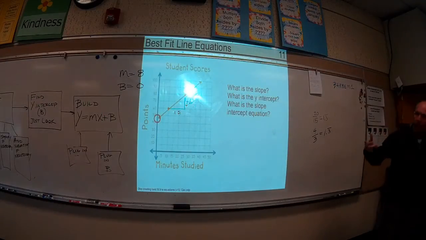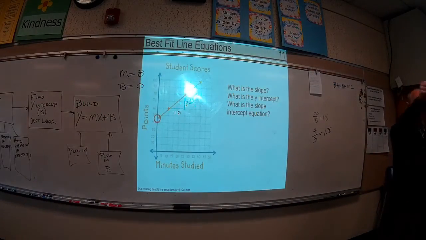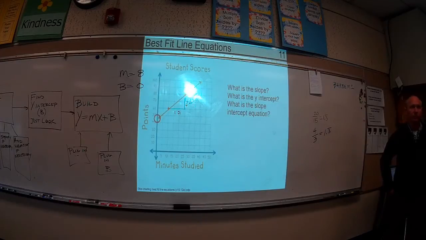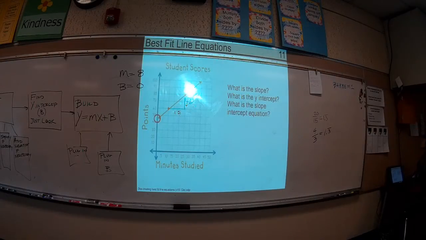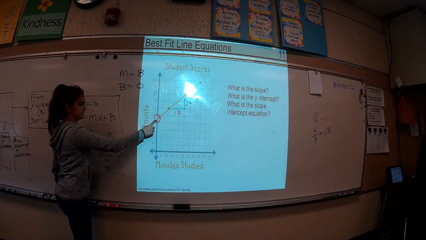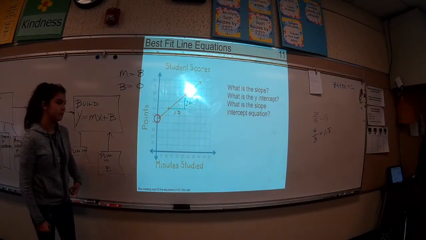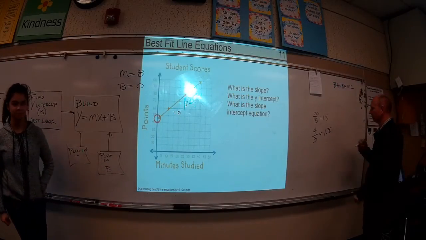Okay, where am I at? I don't need a negative. Norena, what do I have to do now? Find the y-intercept. How do I do that? Look at the y-axis. Will you go find it for us and point to us? Right there. Where's that at? It's at 45. I'll write that down.